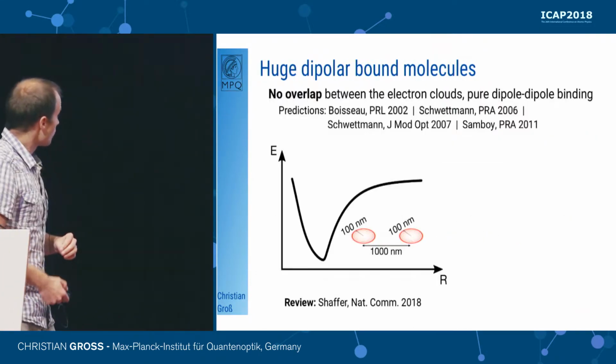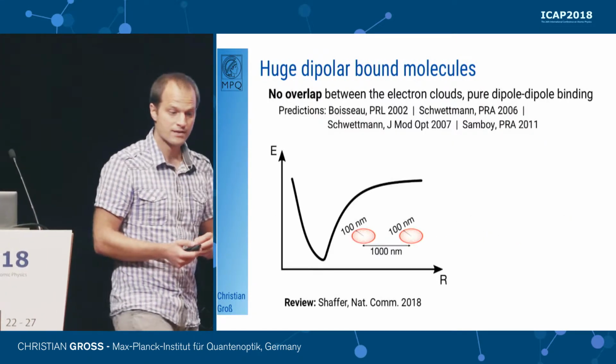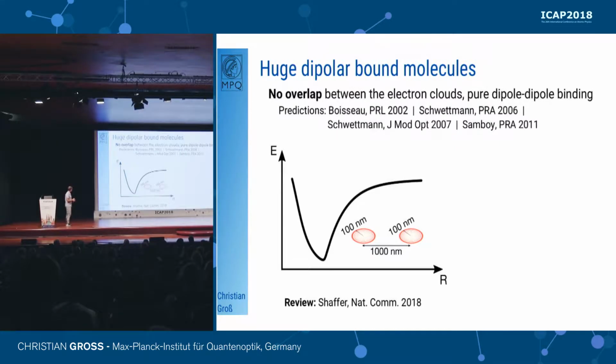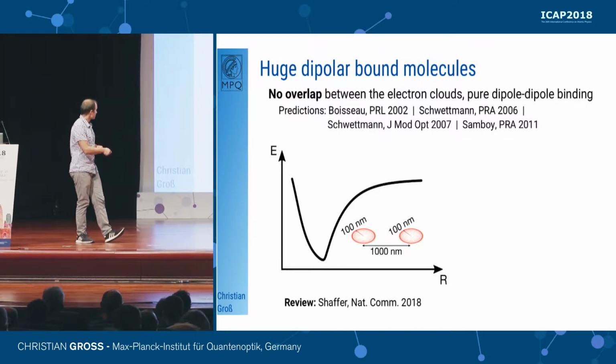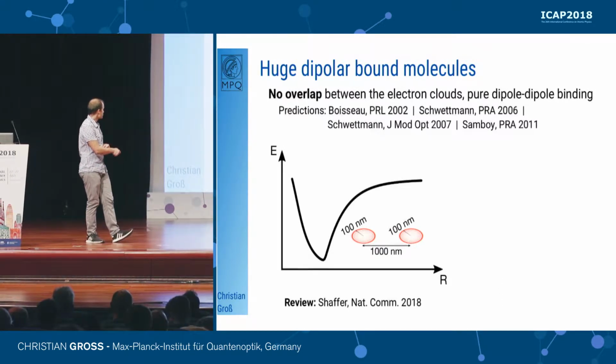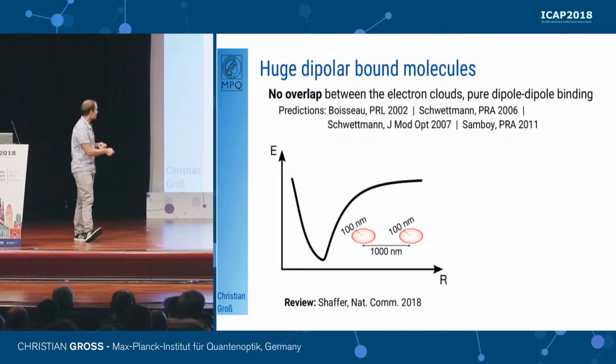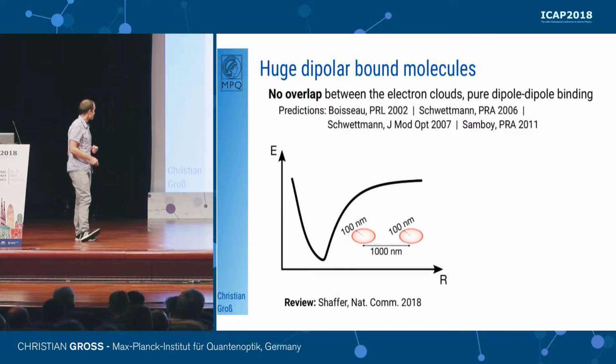Good. So now, what are Rydberg dipolar bound macromolecules? Those are really huge dipolar bound molecules, and I think the distinguishing feature is that there's absolutely no overlap between the electron clouds. How is that possible? You will see in a minute. The repulsive part comes from a different mechanism, and the binding over the whole range is a pure van der Waals, or pure dipole-dipole electrostatic binding.